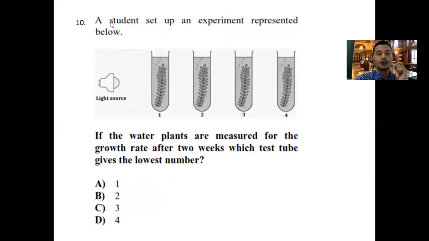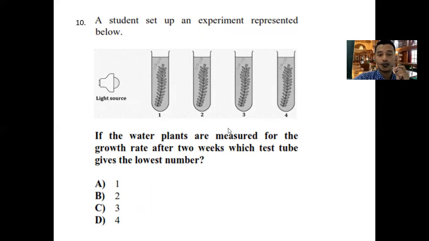All right, okay, number 10 here. A student set up an experiment represented below. This is a light source from the lamp in here. We have test tubes 1, 2, 3, and 4, and it adds the same amounts of water, and then the same plant as well. And then they put them inside these test tubes.